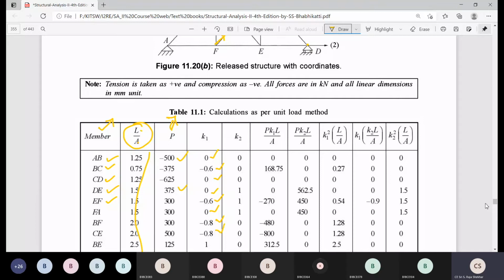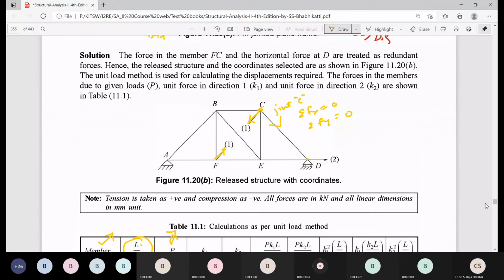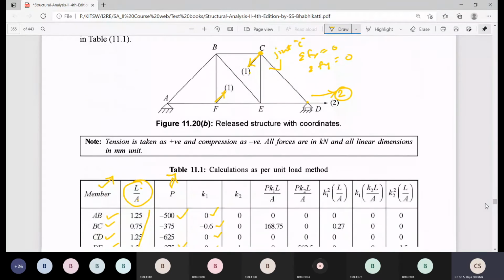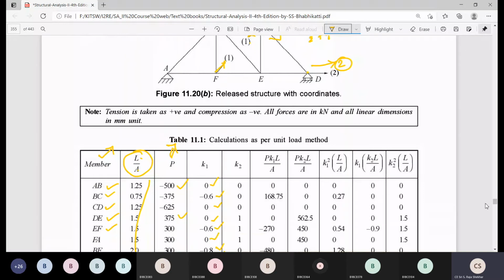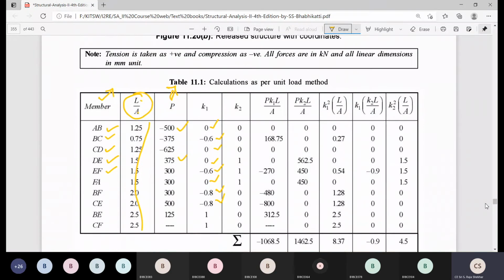So now K2 will be, how does K2 come? Just remove the unit force in coordinate direction 1 and apply a unit force in coordinate direction 2. Apply the unit force in coordinate direction 2 and calculate the forces developed in all these members by using method of joints. By using method of joints, we calculate the force developed in all these members, and you are going to get this K2 column. Force developed in member AB is 0, BC is 0, CD is 0. Like that, you can calculate the force developed in all these members.